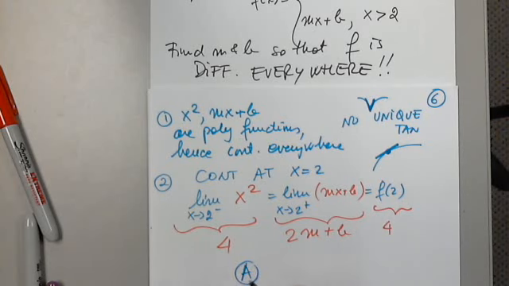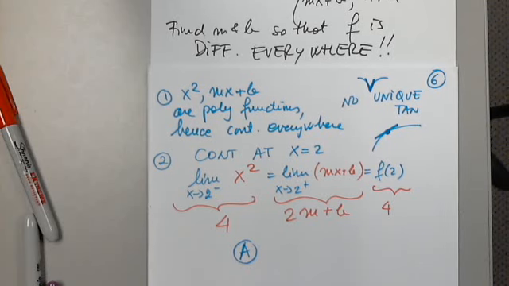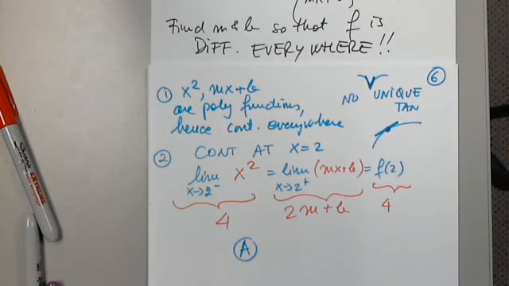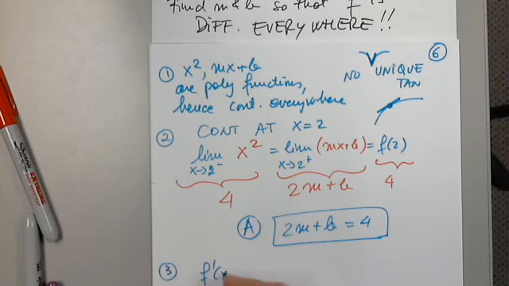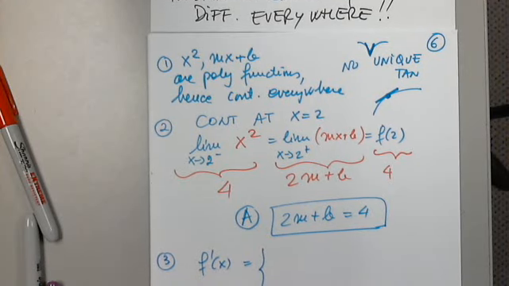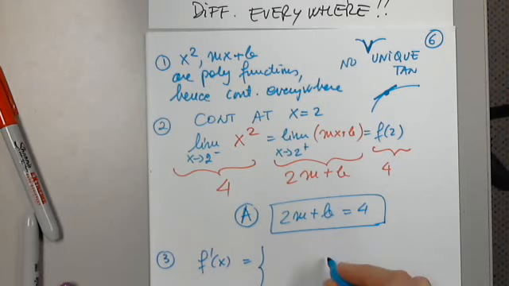I'm going to call it condition A, without which we cannot make this function differentiable everywhere. 2m plus b must equal 4. That's the first condition, and this is the condition for continuity. However, this is not good enough, because continuity does not guarantee differentiability. Okay, in number 3, I'm going to find f prime of x for the given functions that I know are continuous and differentiable, and I cannot conclude anything about 2. So I will have to say x less than 2 and x greater than 2, and my next step will be obviously what?